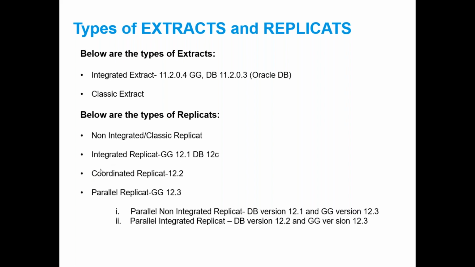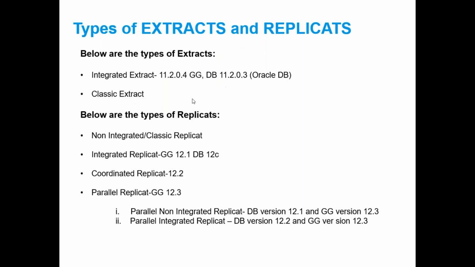So coordinated Replicat creates multiple threads. It was introduced in GoldenGate version 12.2. And then the latest Replicat was introduced from GoldenGate version 12.3, which is parallel Replicat, and it is very much faster. There are two types of parallel Replicat: parallel non-integrated Replicat and parallel integrated Replicat. So these are different types of extracts and replicates. We'll be configuring them in GoldenGate as the sessions move forward, and we'll be discussing different types of replicates and different types of extracts.